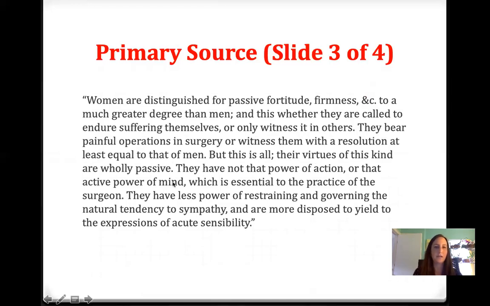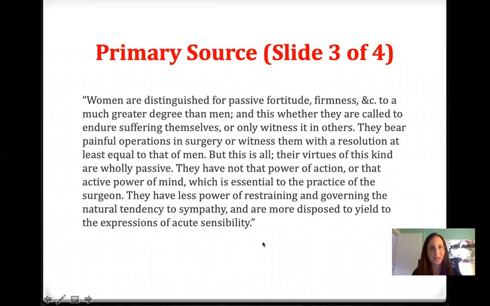Their virtues of this kind are wholly passive. They do not have the power of action or the active power of mind which is essential to the practice of a surgeon. They have less power of restraining and governing the natural tendency to sympathy and are more disposed to yield to the expressions of acute sensibility.